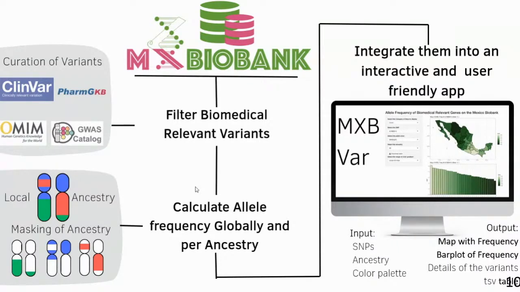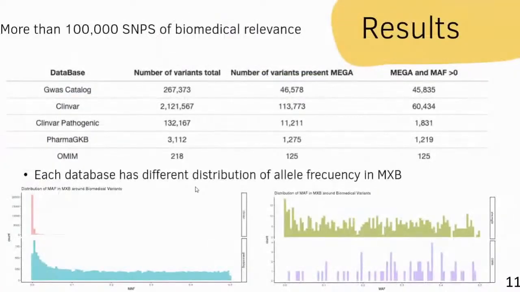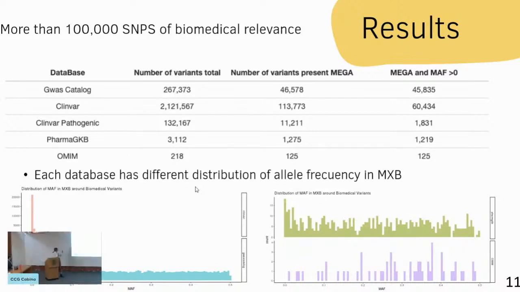And as with output, it shows you the map, the bar plot, and you can download the table in a friendly way. Some of the results that I'm showing here are that from all the different databases we have more than 100,000 variants. Some of them are bigger, some of them are smaller. And here we can see that they have different distributions in the allele frequency.